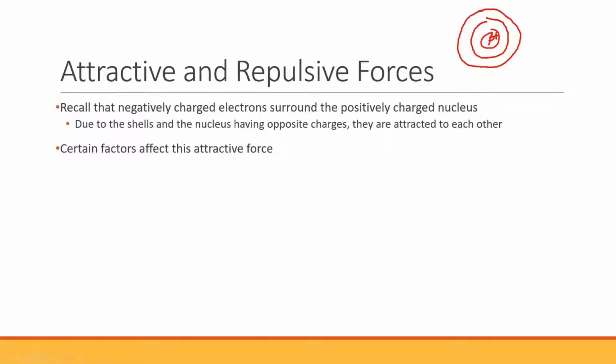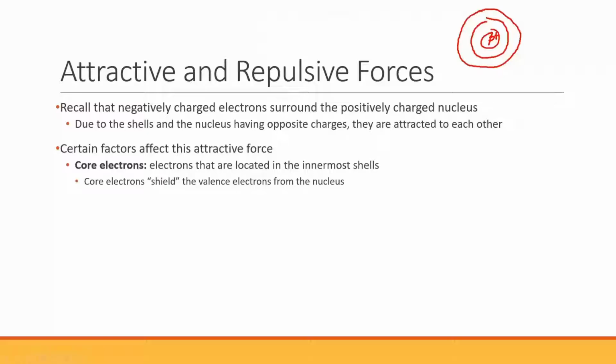So first, let's talk about core electrons. Core electrons are exactly what they sound like. They're electrons that are located in the inner shell, or basically non-valence electrons. And the reason why we're going to pay attention to core electrons is what they do is essentially form a protective barrier or shield the valence electrons from the nucleus.